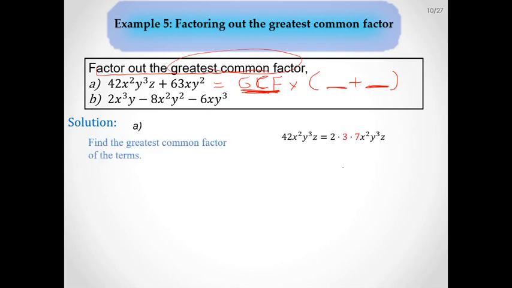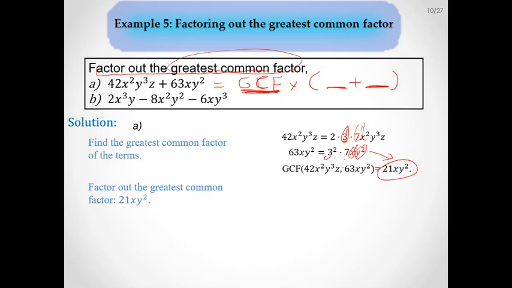So let's try to use our procedure. What's the procedure? Find the greatest common factor of the terms. Look at this one, and look at this one. As you see, 3 to the first is the highest power here, and 7 to the first. X squared, we take x because x has the least power. Y squared has the least power. So when you take them and multiply, you will get this one. This is the greatest common factor.